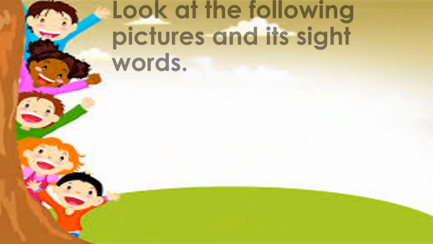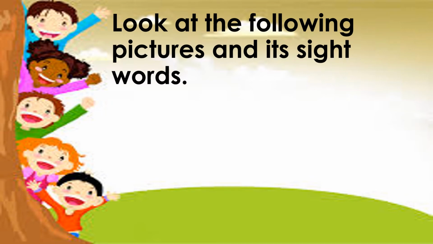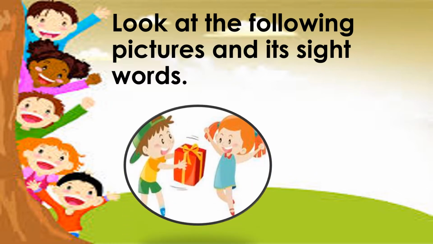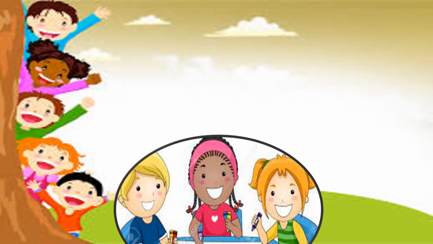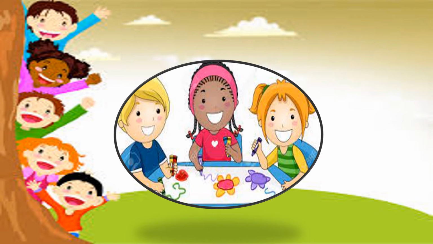Right, let's begin. So take a look at the following pictures and its sight words. We have, what is this picture? Oh, it's give. Say give. Okay. What is this? They are draw. Say draw. Okay, good.